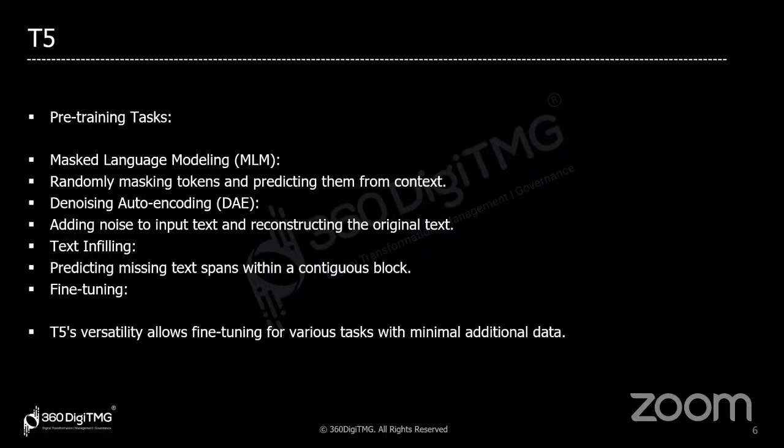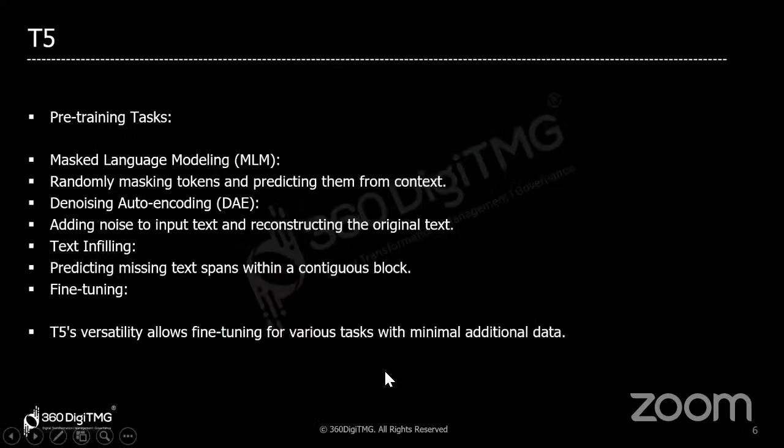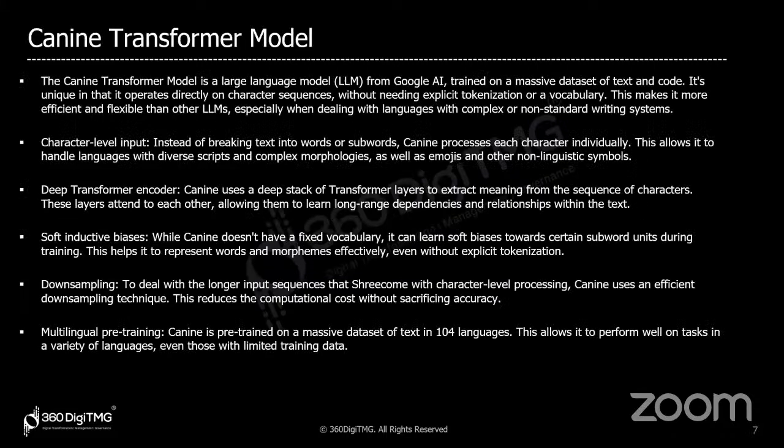In summary, what we can say is this pre-training task prepares the T5 model to understand and generate text effectively. Fine-tuning then customizes the model for a specific task, making it a versatile tool for a wide range of natural language processing applications. Okay, so let's proceed.